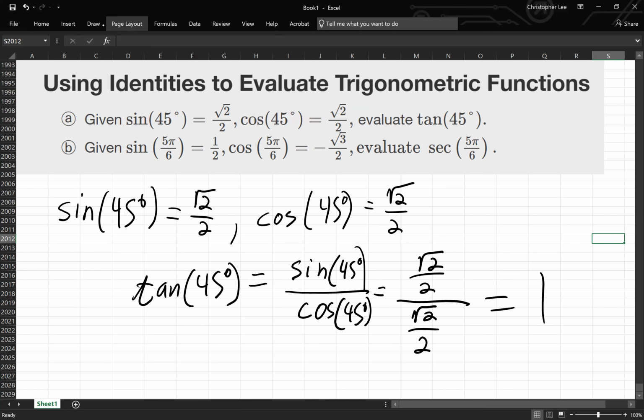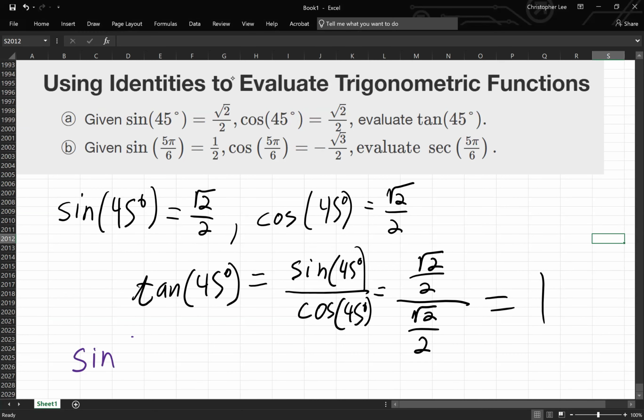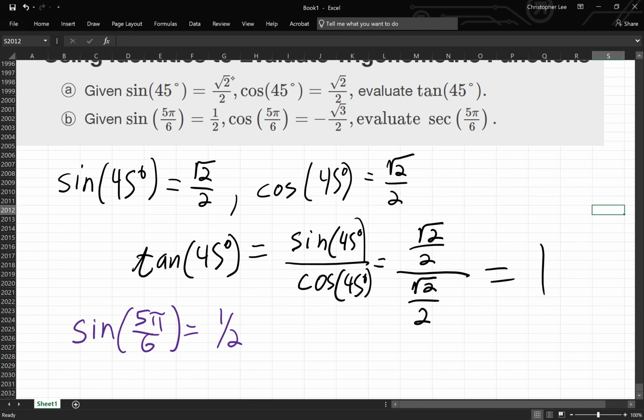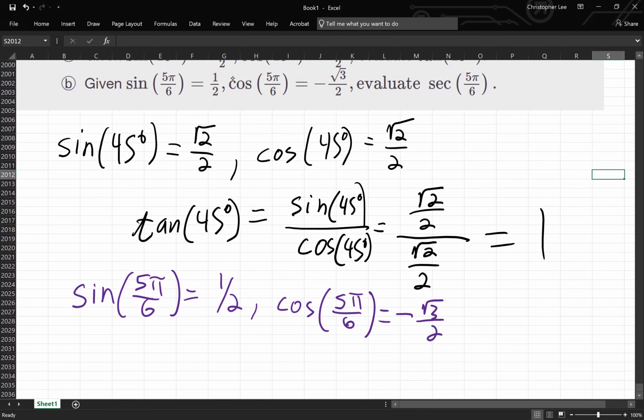Let's look at the second one right here. I'm gonna change up my color for this one though. This is gonna be a little messy. So I have sine of 5 pi over 6 is equal to 1/2. I have cosine of 5 pi over 6 is equal to negative square root 3 over 2. Now I want to know, what is secant of 5 pi over 6?